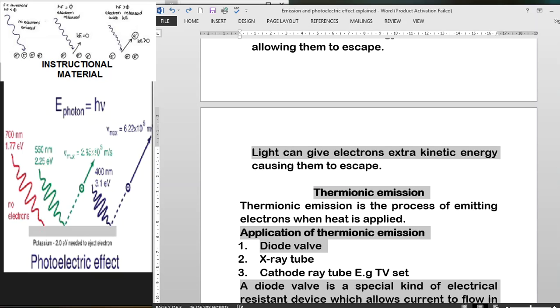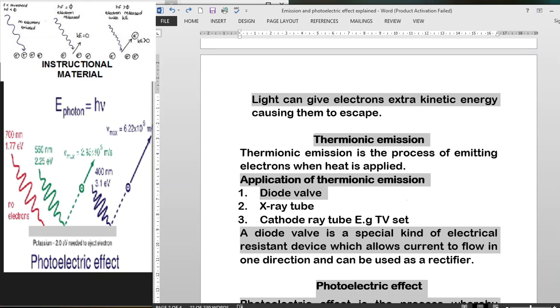Let's explain what a diode valve is. A diode valve is a special kind of electrical resistant device which allows current to flow in one direction and can be used as a rectifier. A diode valve is one of those devices that do not obey Ohm's law. Another example is semiconductors. They do not obey Ohm's law.